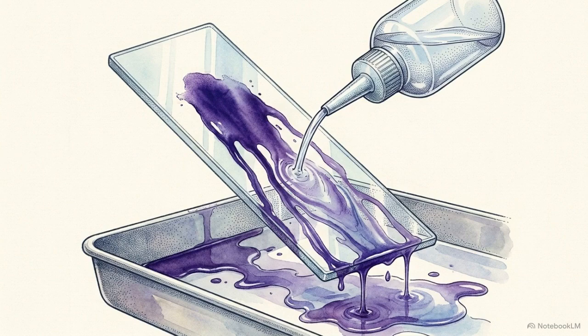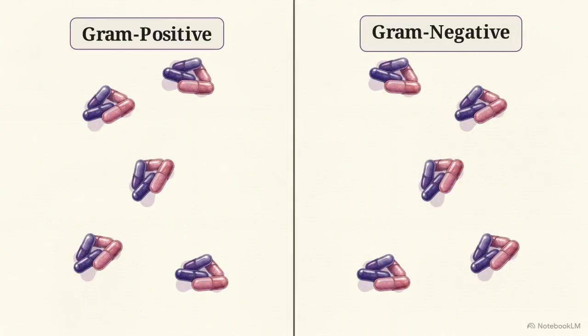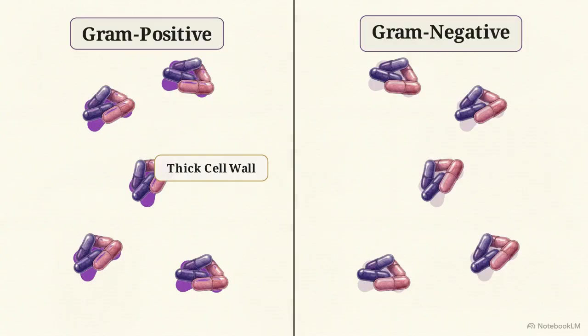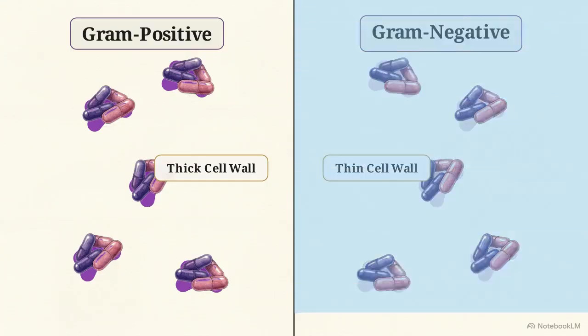Next, we apply a brief acetone alcohol wash. This acts as a stress test for the thickness of the bacterial cell walls. On the left side are Gram-positive bacteria. Their thick cell walls retain the initial dye, keeping them a distinct purple. On the right, Gram-negative bacteria have thinner walls. They lose the purple dye during the wash, taking on a pink or red appearance.